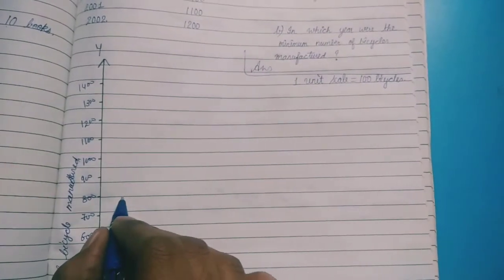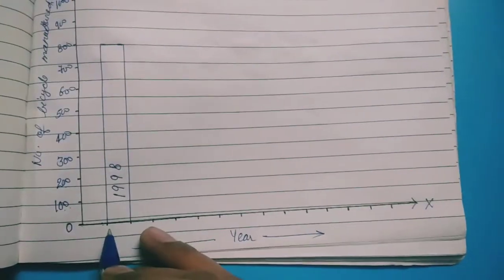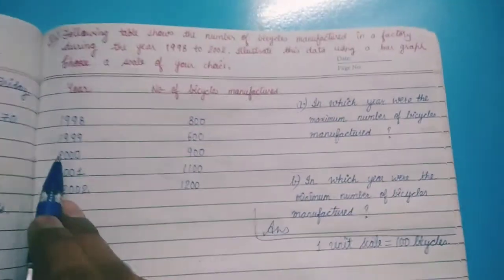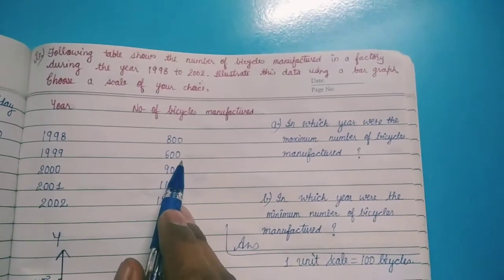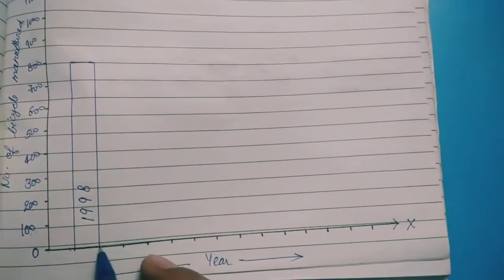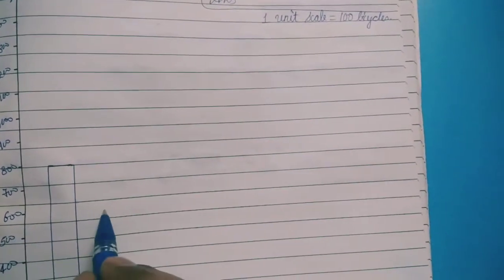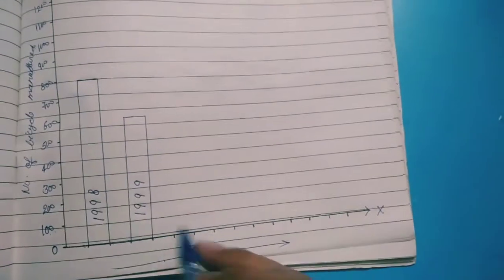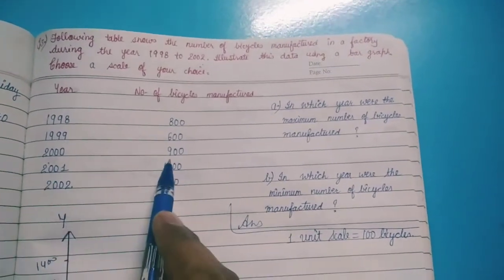It means after leaving one gap we will draw a bar whose top will be in front of 800, as here. Now the next year is 1999. In this year 600 bicycles were manufactured. It means after leaving one gap we will draw one bar whose top is in front of 600, here. Now the next year is 2000. In this year 900.